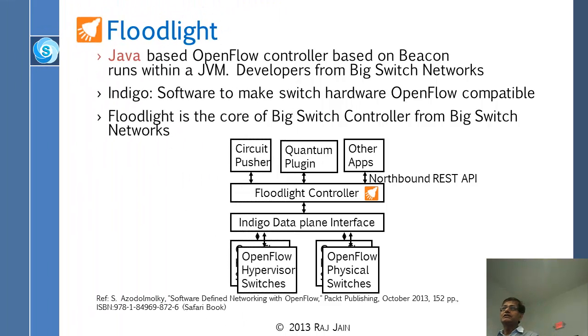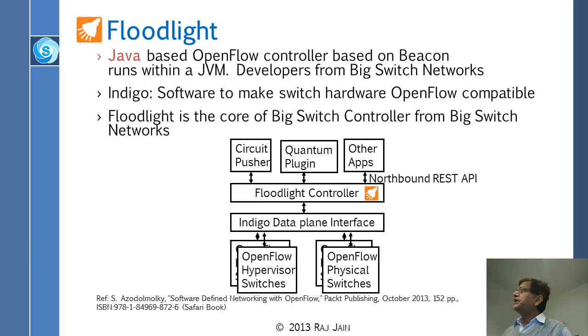Floodlight. Now this is the last one. Floodlight was commercial, actually is, let me not say commercial, but this is commercial grade. This is open source too. It's commercial grade, developed by Big Switch Network. Okay, Big Switch Network is one of the two companies that started from Stanford. One was Nicira, second was Big Switch Network. So Big Switch Network developed this controller, and it is based upon Beacon. And you saw Beacon is in Java, so Floodlight is in Java, and it runs on a Java virtual machine.